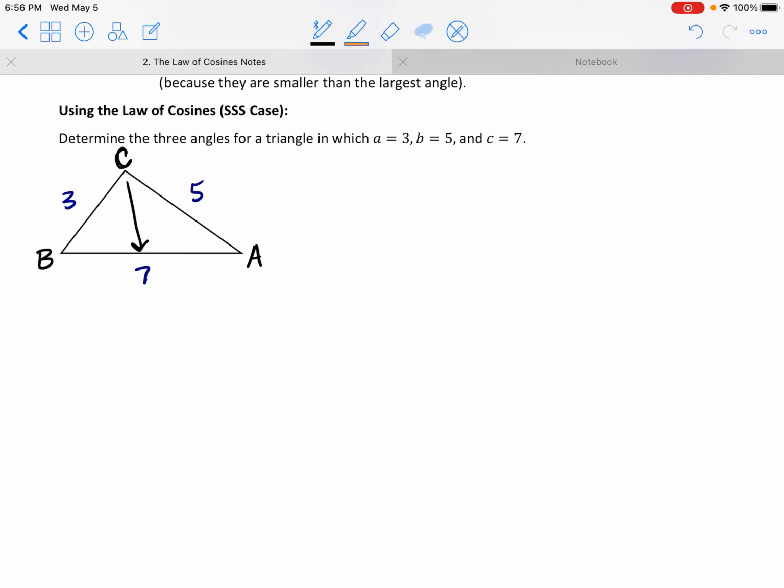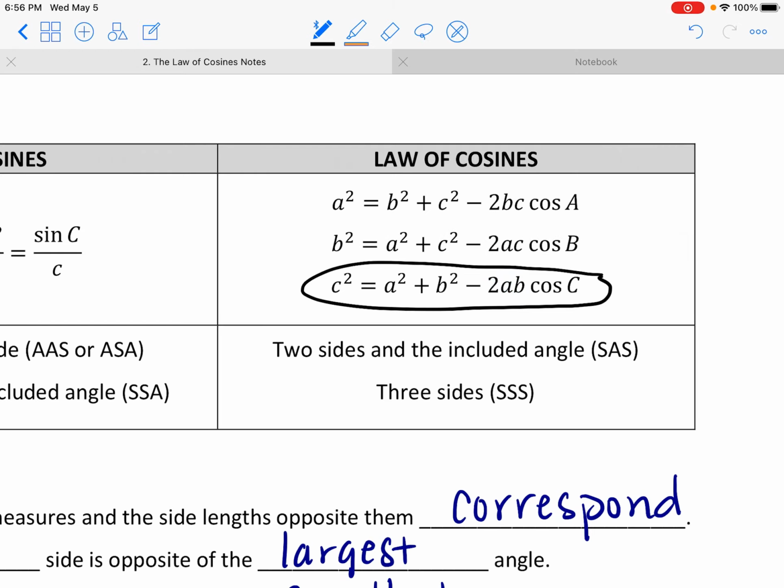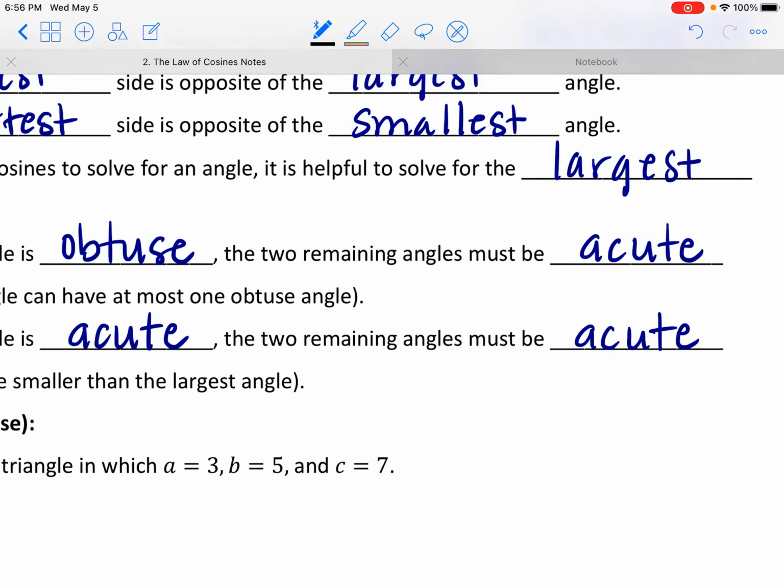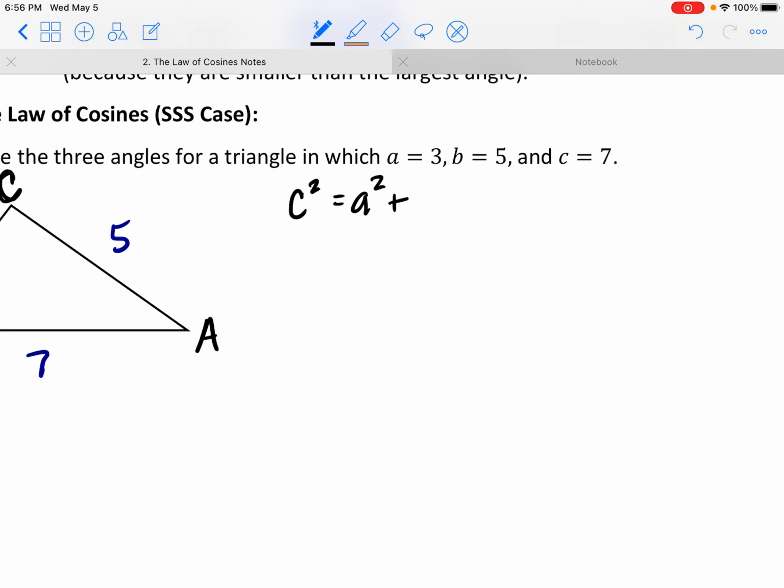And C is only coming up in the third version of our formula here, so that's the version that I'm going to use. I was going to copy and paste, but I know this formula. Okay, so we're going to use that third version of the formula. It says that c squared has to equal a squared plus b squared minus 2ab times the cosine of C.